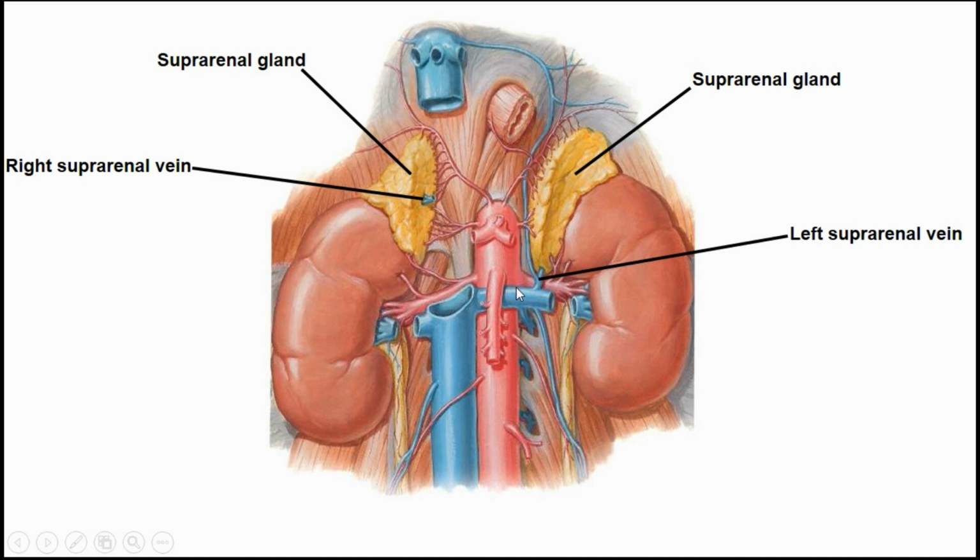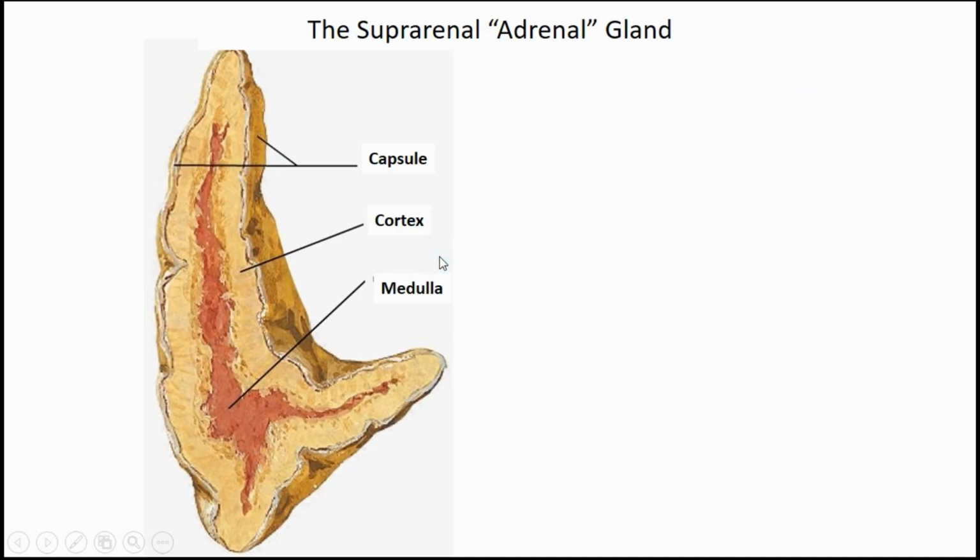So multiple arteries supply the suprarenal gland, also known as the adrenal gland, but each adrenal gland has a single vein draining its products, and that's going to be the left suprarenal vein going to the left renal vein, or the right suprarenal vein draining to the vena cava right here, the inferior vena cava just nearby. So the adrenal gland is a massively important endocrine structure.